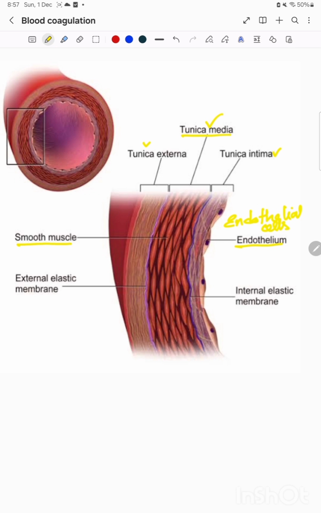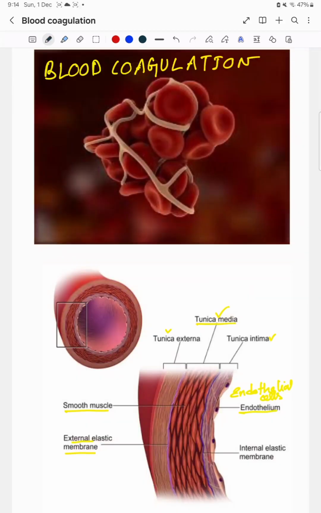After that there is another fibrous layer, that is tunica externa, which has the external elastic membrane. Till here, I hope you can understand. If you still have any kind of doubt, then please write it in the comment section. Definitely I will explain it after some time.